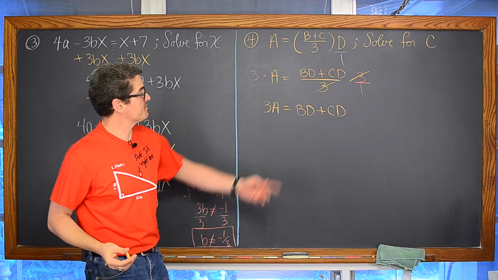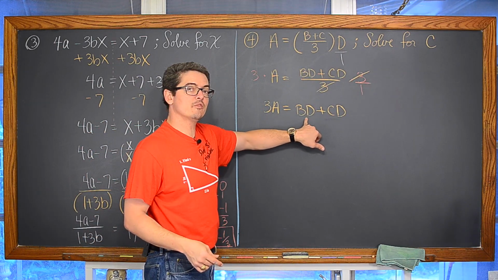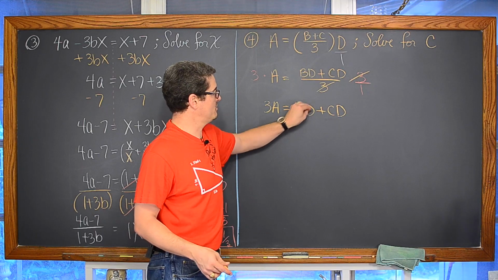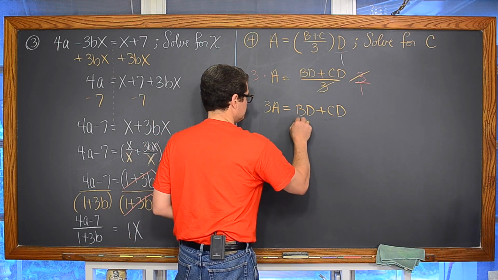We're trying to solve this for C. And so there's our variable. We have a term over here of BD with it, and so we're going to move that from the right-hand side of the equation over to the left, again with subtraction.